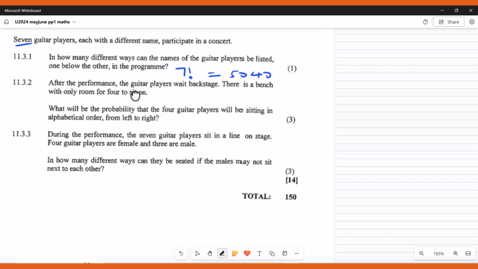5040. Then after the performance, the guitar players wait backstage. There is a bench with only room for 4 to sit on. What will be the probability that the 4 guitar players will be sitting in alphabetical order from left to right? Okay, so now these players, they are 7, but the seats which we have are only 4. So if I may do it like this, this is the first seat here, another seat here, another seat here, and another seat here.